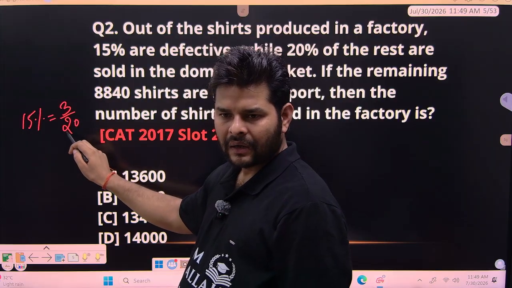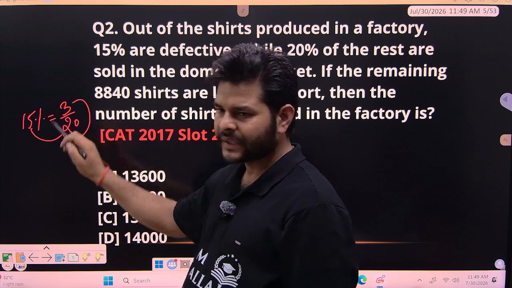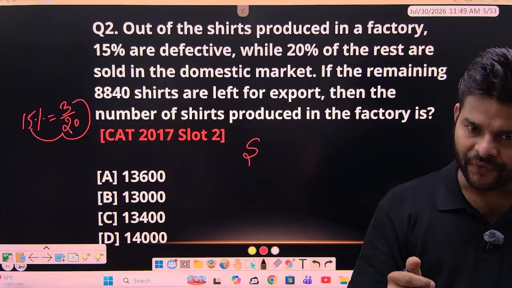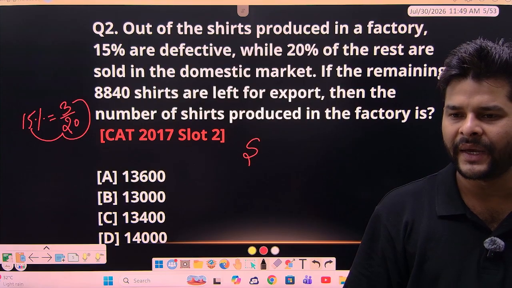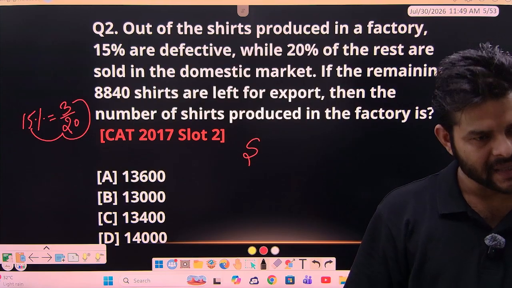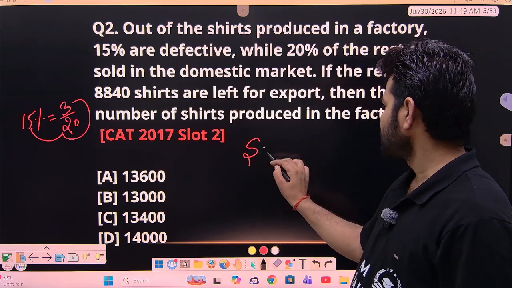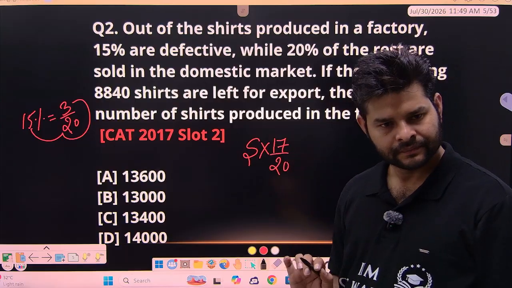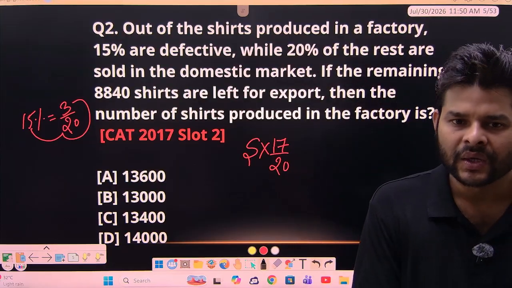15% of 20 is 3. That means 3 out of 20 are defective. So how many are fresh? 17 out of 20. 3 are defective, the rest are 17 by 20.